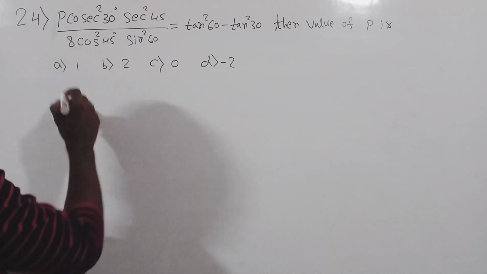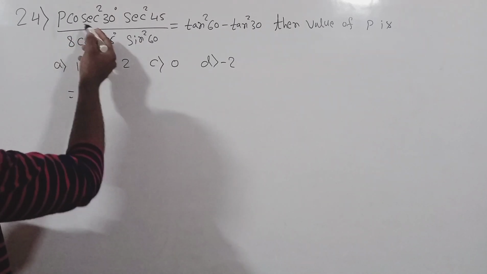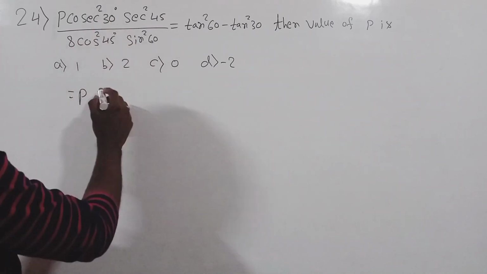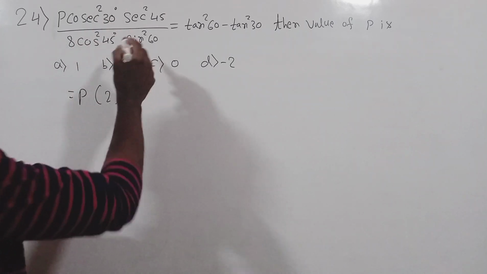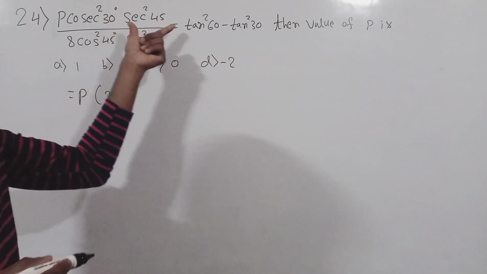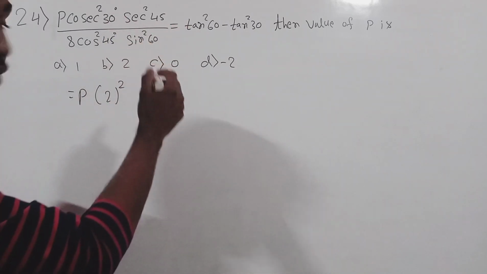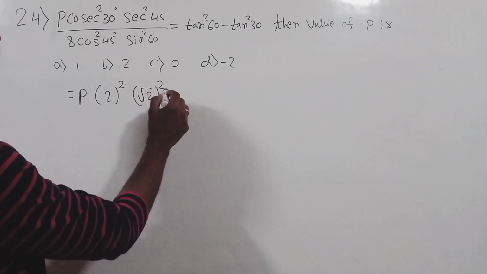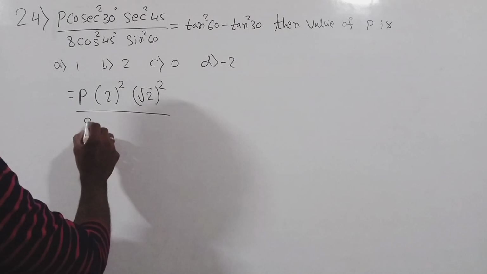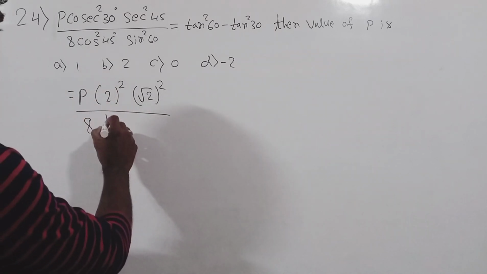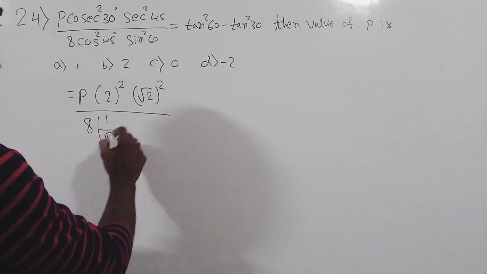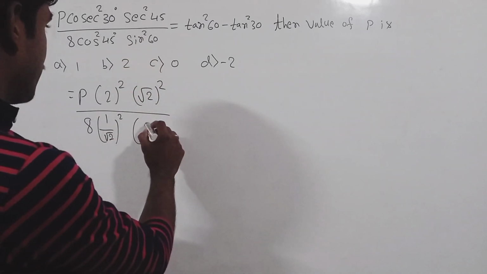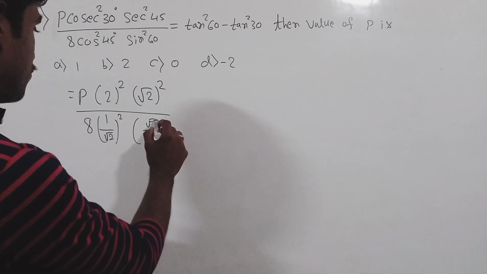So here P cosecant 30. Cosecant 30 is 2. So 2 square. And then here secant square 45. Secant 45 is root 2. So root 2 whole square divided by 8 cos 45. Cos 45 was 1 by root 2. So 1 by root 2 whole square. Sin 60 is root 3 by 2. So root 3 by 2 whole square.